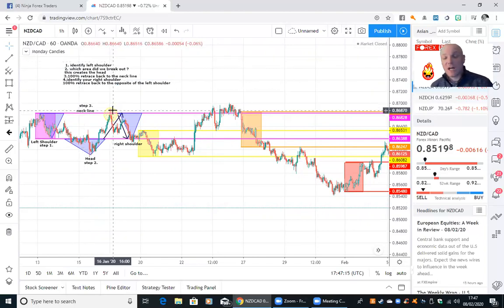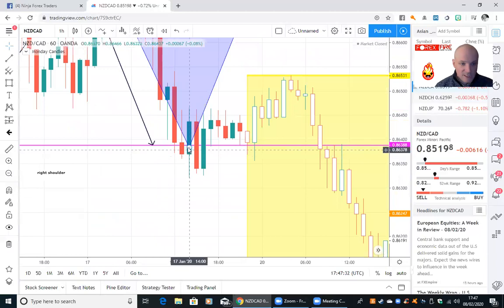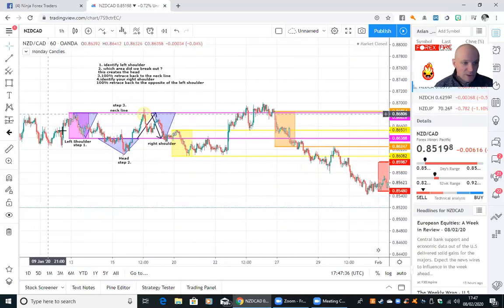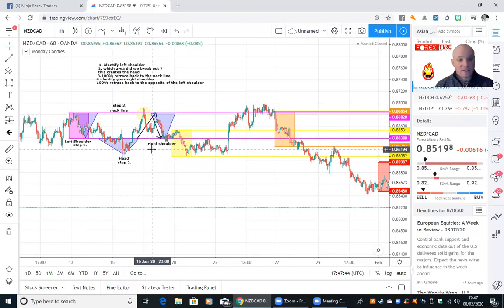Number 4, you need to identify your right shoulder. Now, to get that, again, we've come down to the neckline. So now to create that right shoulder, it will have to do another 100% retracement opposite side of the left shoulder. Did we get that? Let's take a look. Yes, we did. Right here. Okay, guys. So again, left shoulder, create the head, neckline, right shoulder, opposite side. Okay, so that's step 3. We're then on step 4.